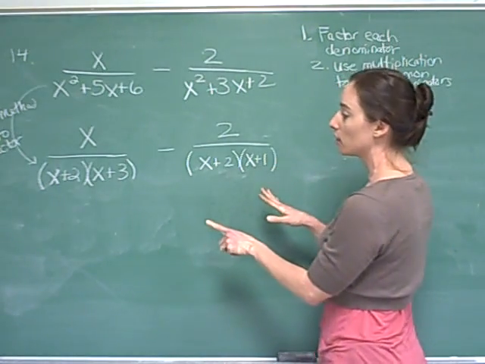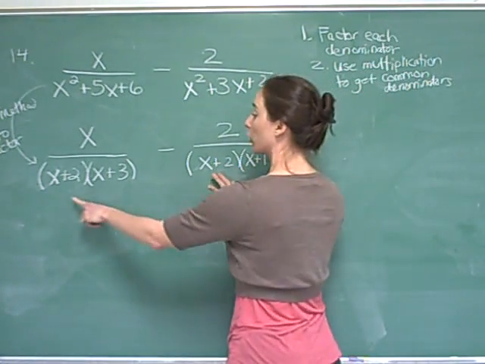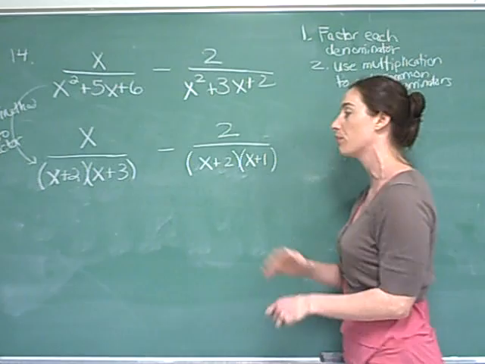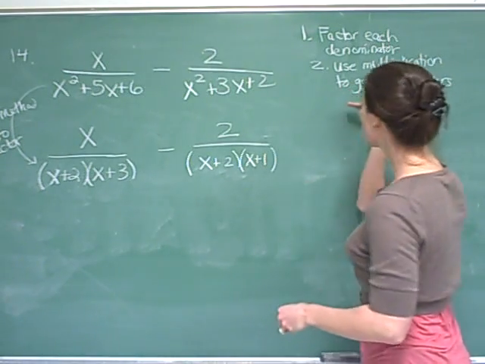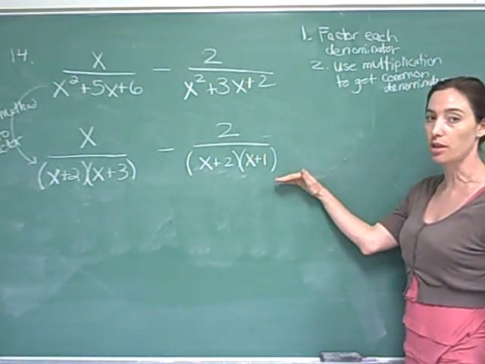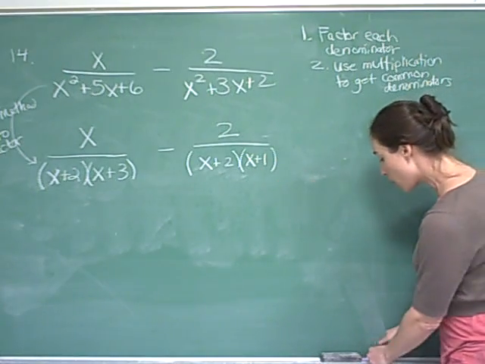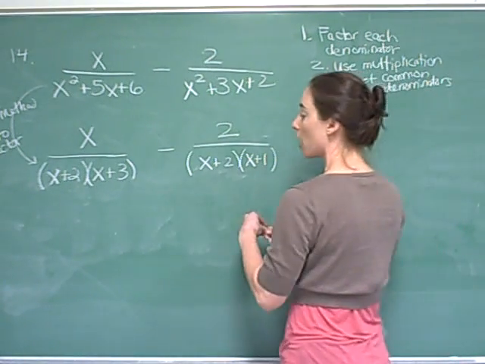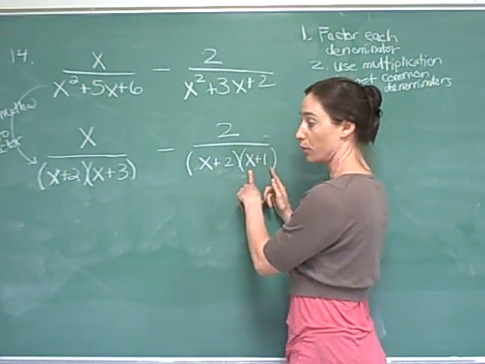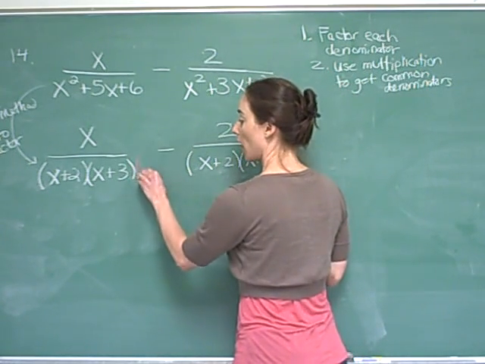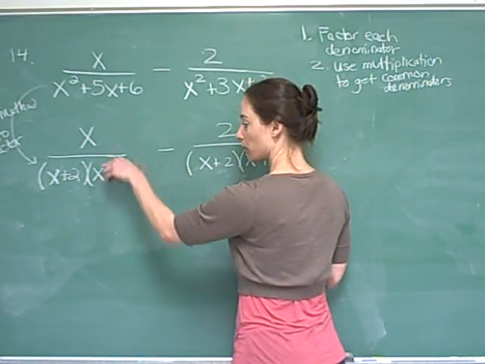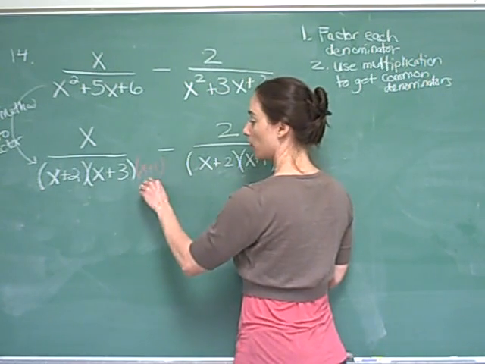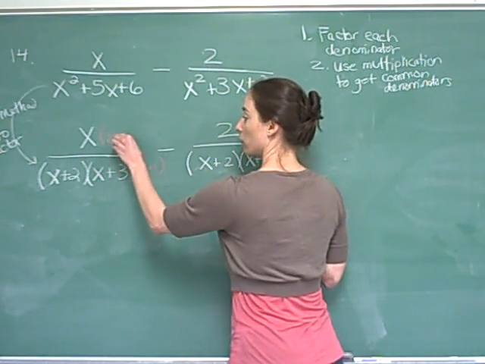So taking a look at these denominators, I see that they have the factor x plus 2 in common. And I'm going to use multiplication to get these two denominators to look identical. So I can see that my first denominator is missing the factor x plus 1. So I'm going to multiply this rational expression by an x plus 1 in the denominator and in the numerator.